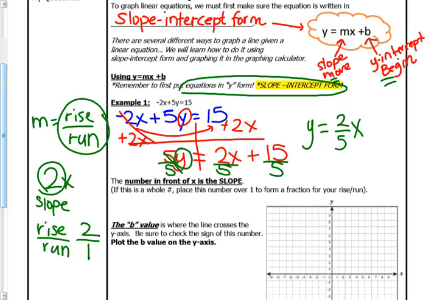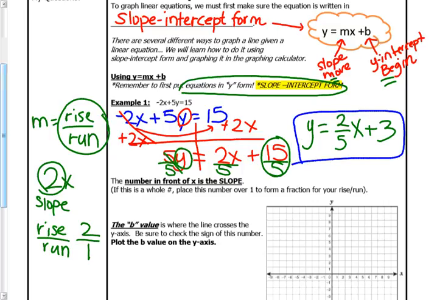All right, so 2 over 5x plus, and then 15 divided by 5 over here. We're back here, right? 15 divided by 5 is 3. So this is your new equation in slope-intercept form. Once we have it in slope-intercept form, then we can actually go ahead and graph this, right?